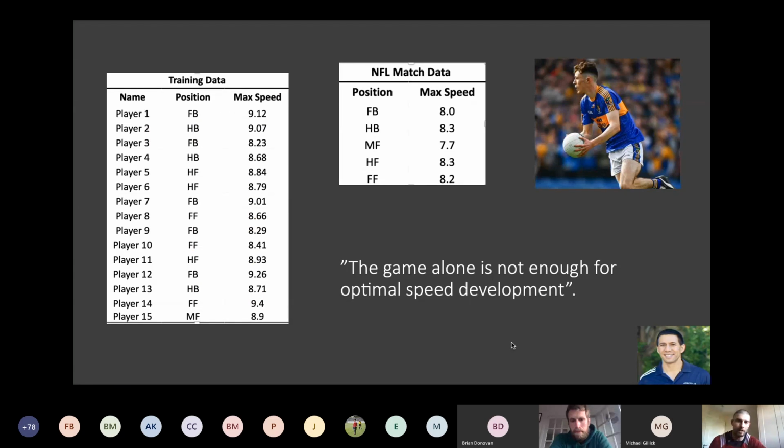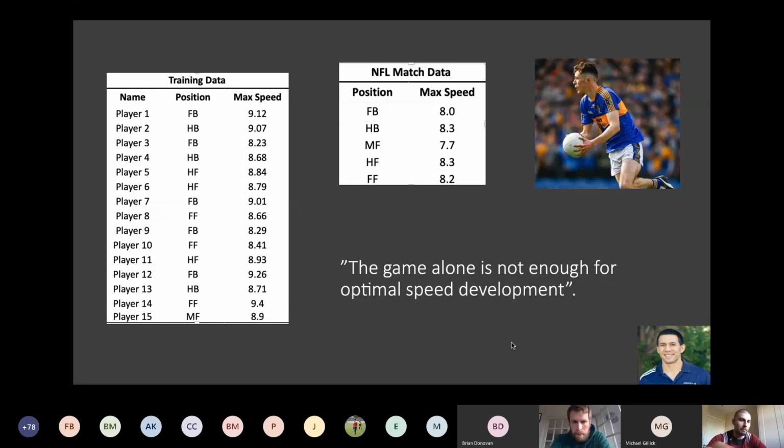Okay, the next one then we're going to talk about is a small bit of data on this quote from Mike Young: the game alone is not enough for optimal speed development. So really what we're doing here is we're putting a sales pitch for why you should implement or integrate a speed part into your training sessions. So what we have here is National Football League data from a Division 3 team in 2020.